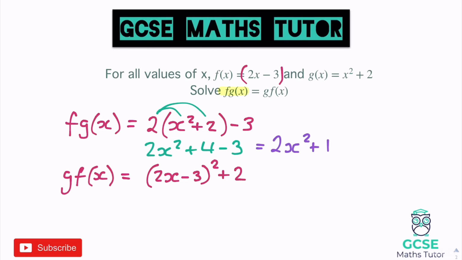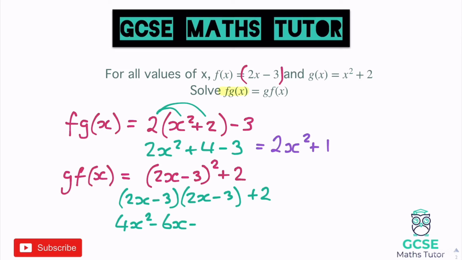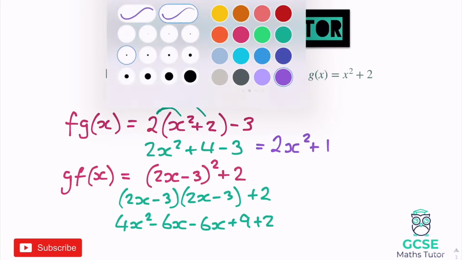So this one here, we've got 2x minus 3 in brackets squared, so that's a double bracket. So we've got 2x minus 3 and another 2x minus 3. And then at the end there, we're going to add 2 to whatever we get at the end. So let's tidy that up then. Let's expand this bracket. So 2x times 2x gives us 4x squared. We've got 2x times the negative 3, which is negative 6x. Then we've got another negative 6x, and then negative 3 times negative 3 gives us plus 9. And then we've also got the plus 2 at the end there.